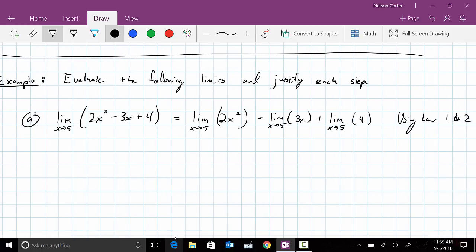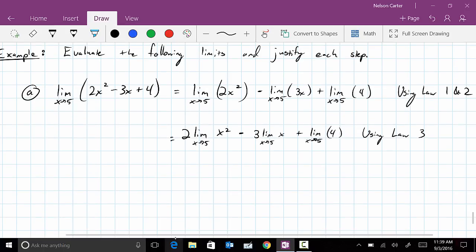Okay? So now, what's next? Well, the next thing we could do is we can pull constants out. So that was that constant multiple law. So that 2 can come out, and then we have 3 times the limit as x approaches 5 of x, and then plus the limit as x approaches 5 of 4. All right, and that's using law 3. So that's that constant multiple law, right, which says that constants, coefficients basically, can come out of the limit.